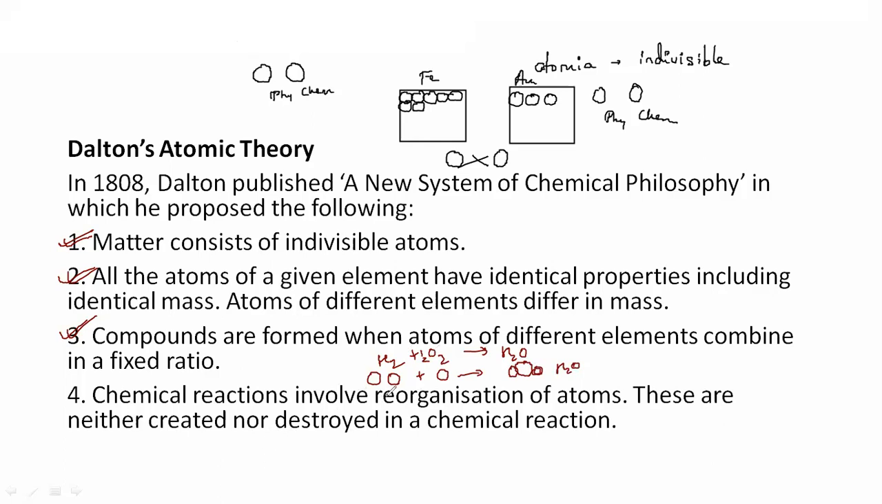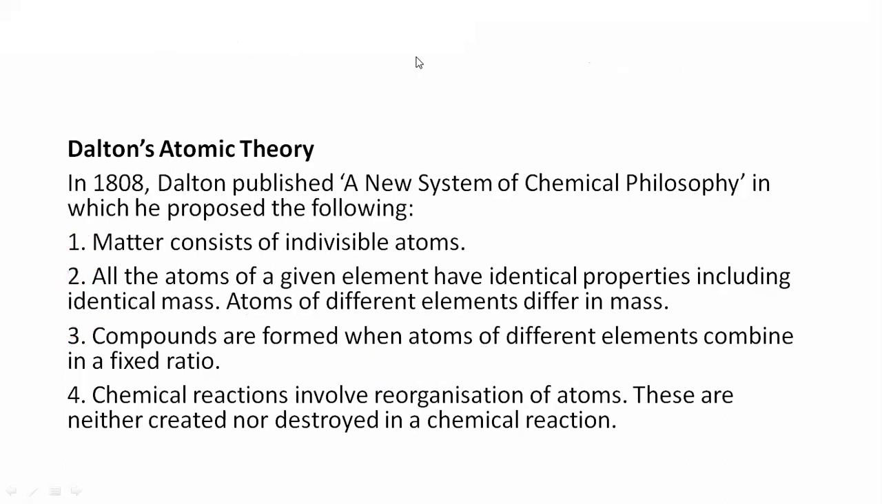Chemical reactions involve reorganization of atoms; these are neither created nor destroyed in a chemical reaction. The number of atoms remains the same. Therefore, we say atoms can neither be created nor be destroyed. So Dalton's theory could explain the laws of chemical combinations. However, it could not explain the laws of gaseous volumes. Yes, there was this limitation.